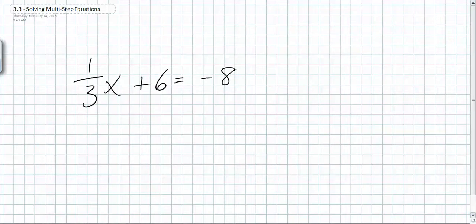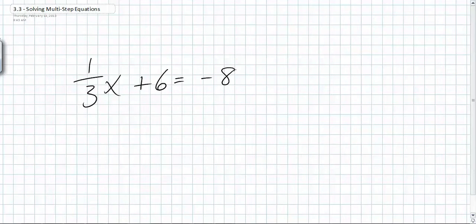Two things to keep in mind. Simplify one or both sides of the equation if needed. Remember the golden rule of algebra that says what you do to one side of an equation you must do to the other. And also that you need to use inverse operations to isolate the variable. That's the goal.